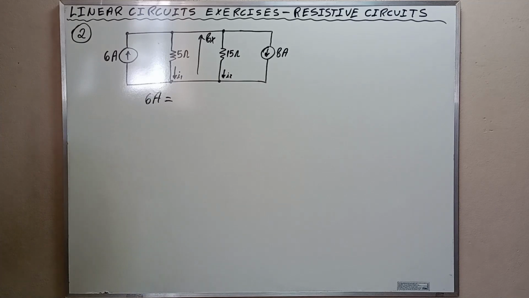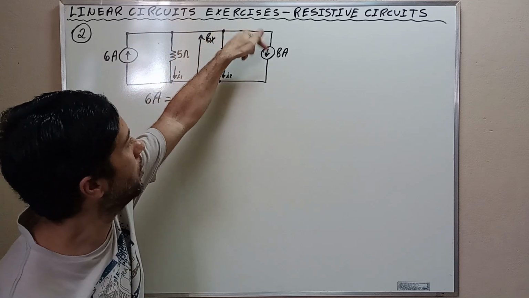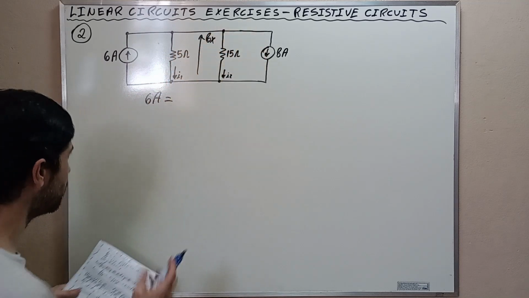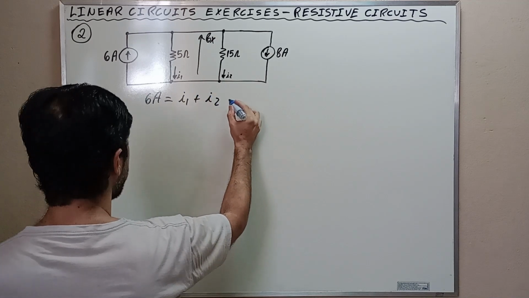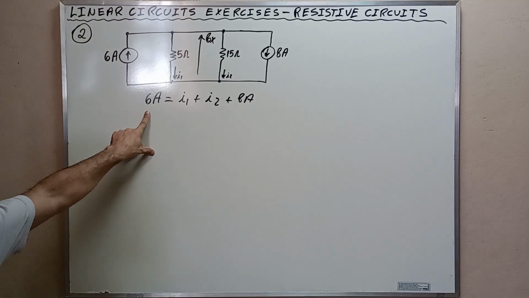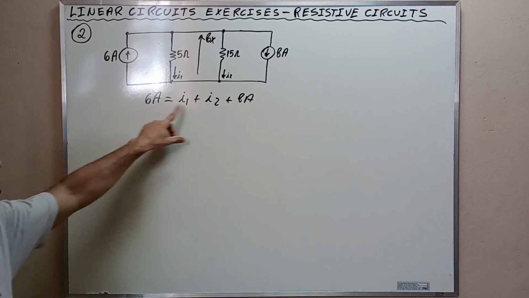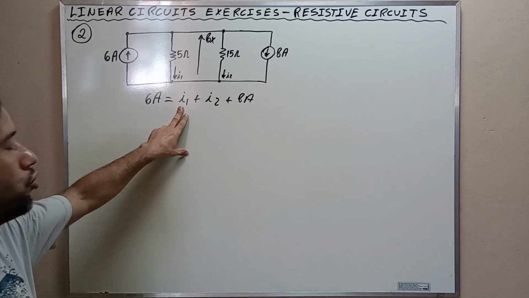And what are the currents that leave the node? The currents that leave the node are I1, I2, and 8 amps. Okay, so this is the nodal rule, alright? The sum of the currents that enter the node has to be equal to the sum of the currents that leave the node.